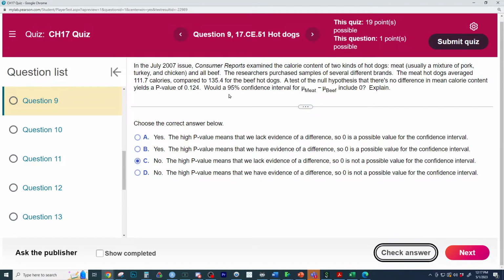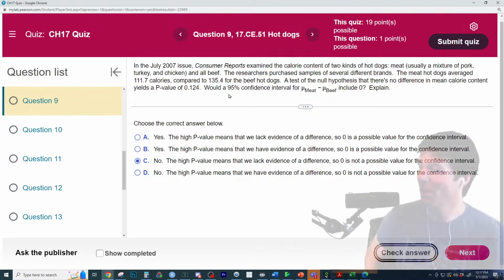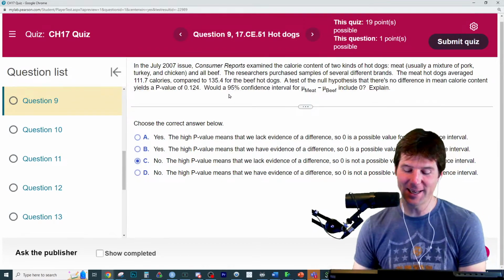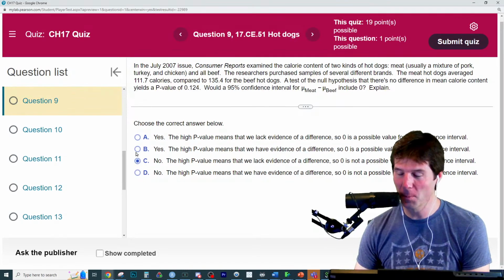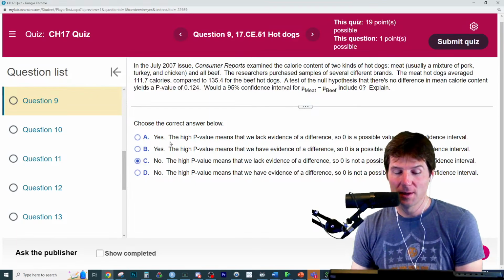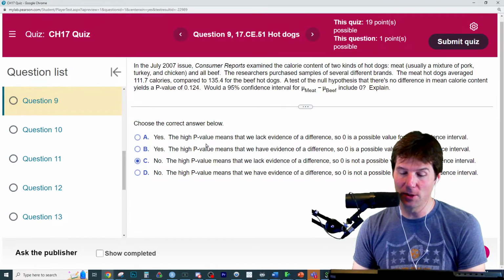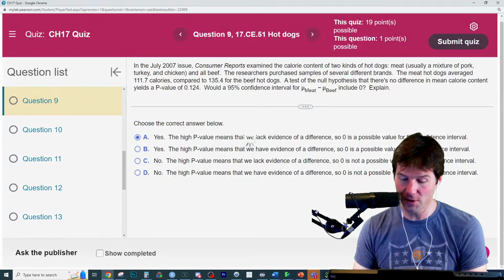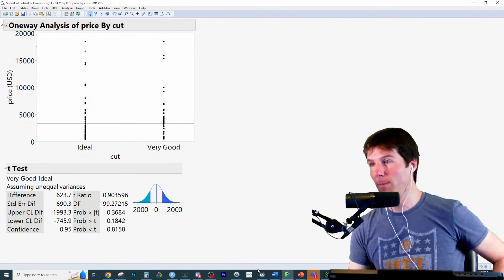Why? Let's have a little fun today. Why will the 95% confidence interval contain 0? Well, it goes back to the output we just had. That was mean to me. Let me not be mean, right? You ready? Yes, the high p-value means that we do not have evidence of a difference, so 0 is a possible value within the confidence interval. And I like this a lot because this really goes to the output we just made right here.